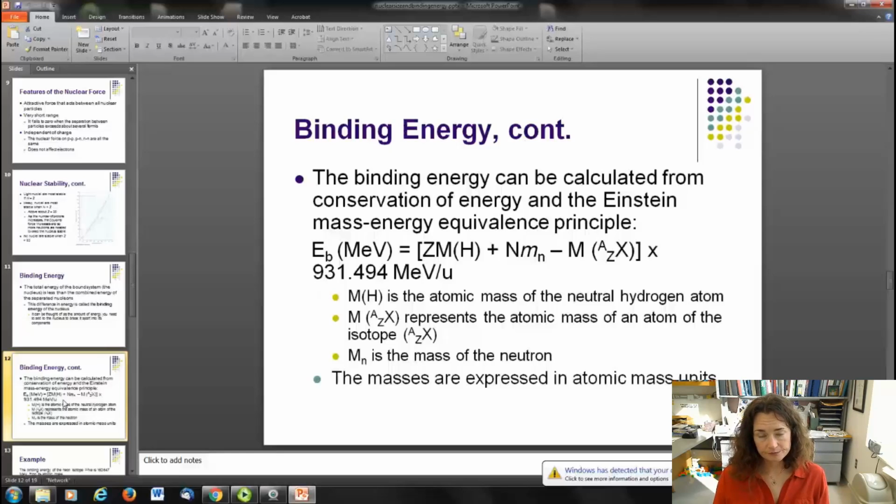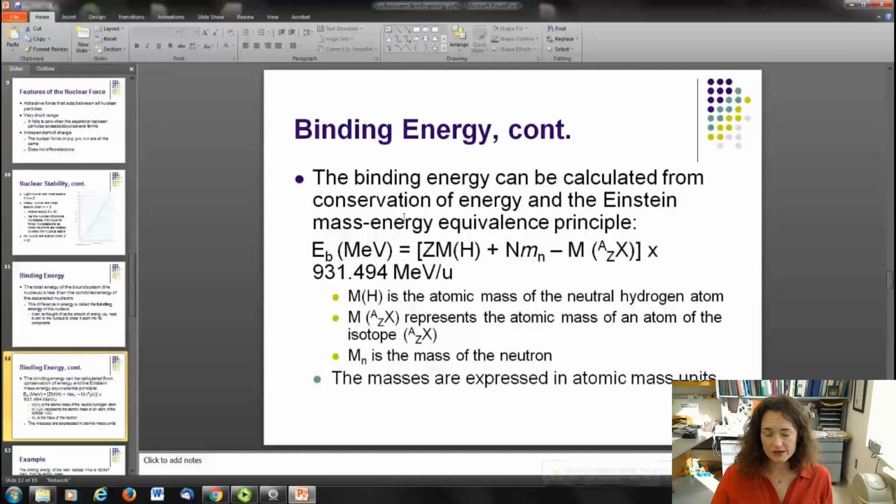Now, it's not easy, but it's easier to measure the mass of a neutral atom than it is to measure the mass of an ionized nucleus, especially if you have a very large nucleus that would have a lot of electrons in it. So the reason that we stick the mass of the hydrogen in there is because it accounts for the mass of the electrons too.